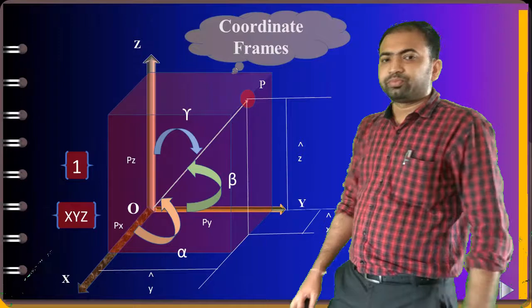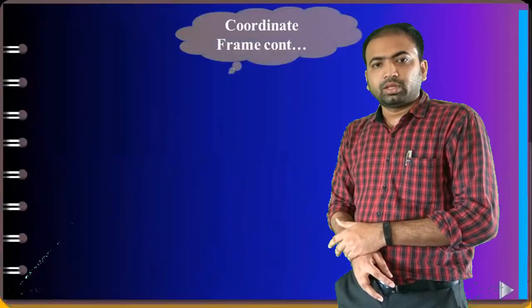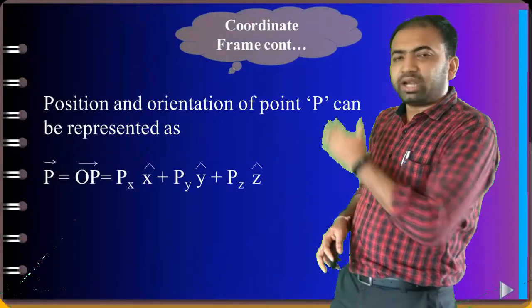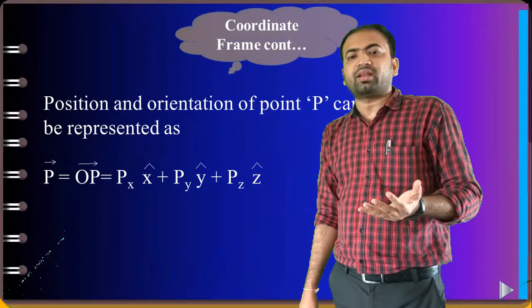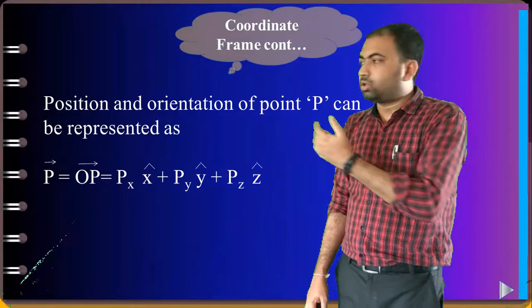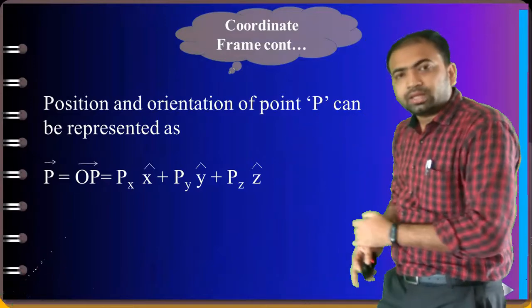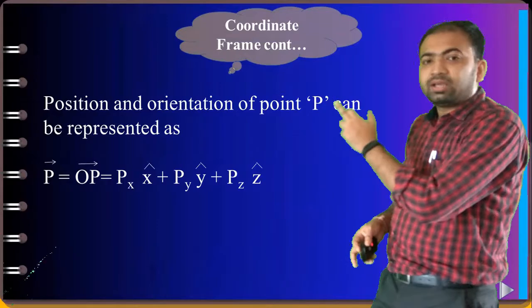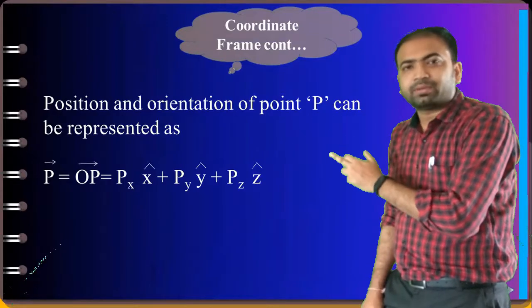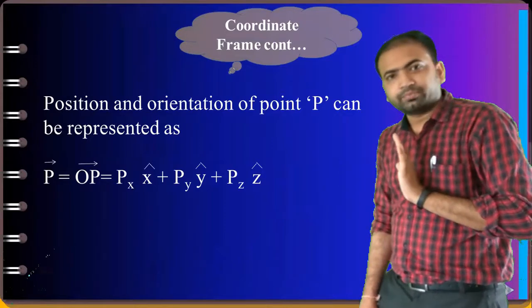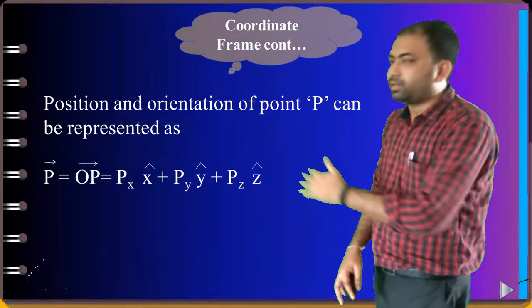Now moving ahead, we will see the coordinate frame representation. This position and orientation of point P, which we have seen in the last diagram, can be represented as vector P, which is also represented as OP. So we can tell it as the summation of Px x cap, Py y cap, Pz z cap. Clear? Now we will move ahead.